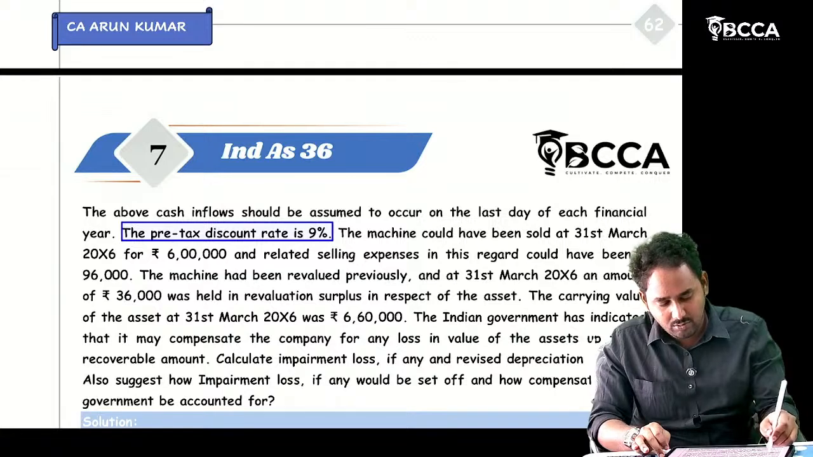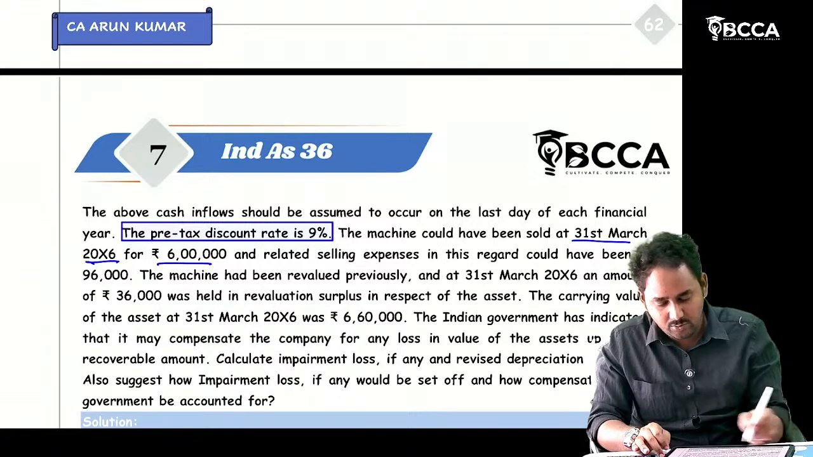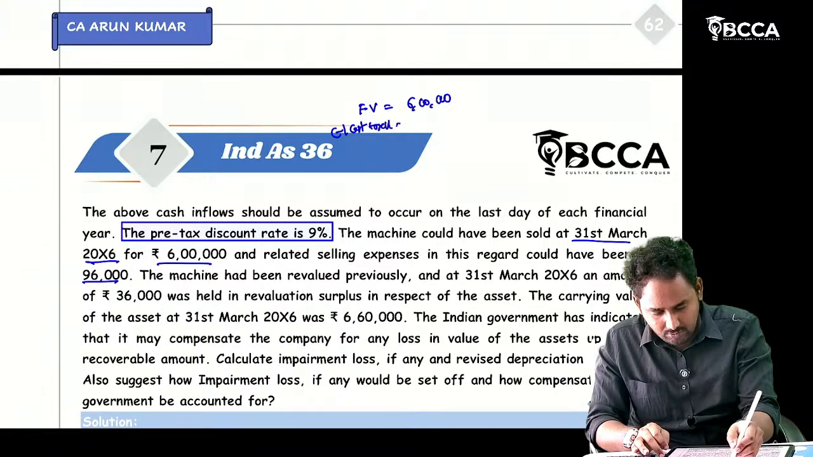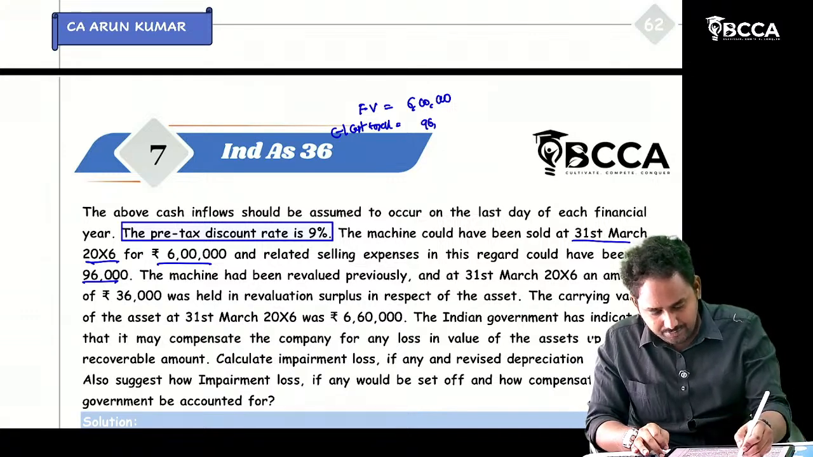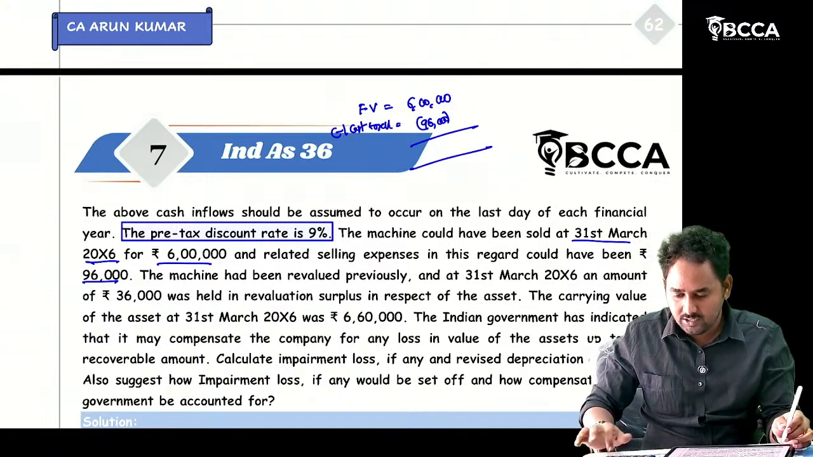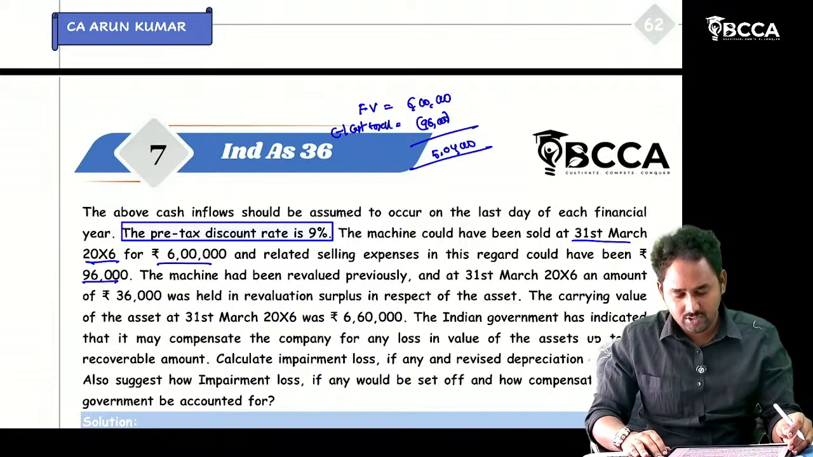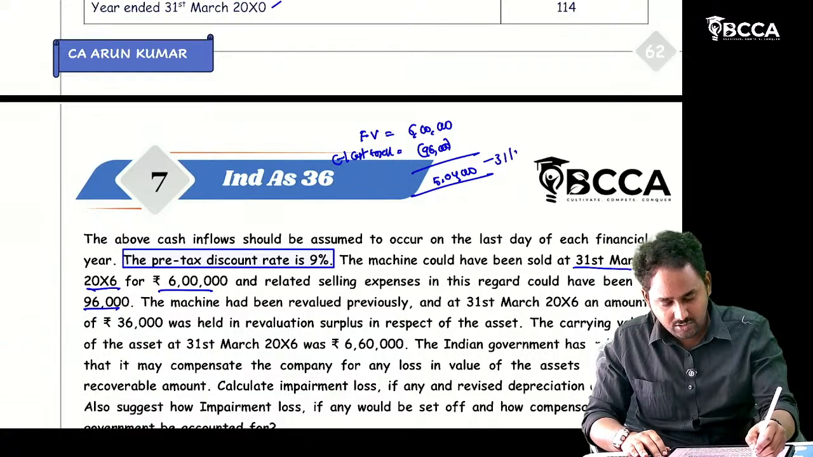The machine could be sold as on 31st March 2016 for 6 lakh and the related selling expenses could have been 96,000. So what is the fair value? 6 lakh rupees. What is the cost to sell? 96,000. So 6 lakh minus 96,000 equals 5 lakh 4,000. This is the fair value less cost to sell as on 31st March.